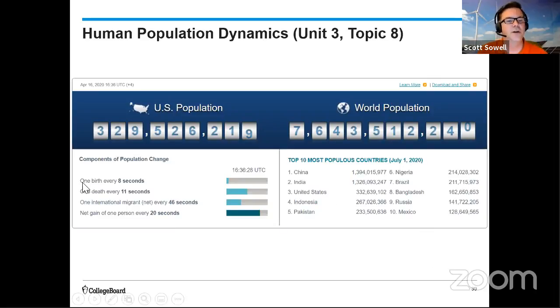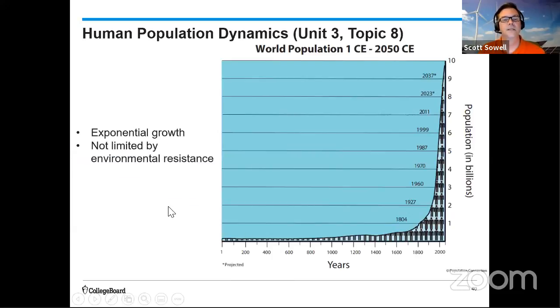It is interesting to note here, on average, there's 1 birth every 8 seconds on the planet and 1 death every 11 seconds. This is clearly an average. This is not something that is country specific. This is an average everywhere. So just have a general idea of what the population of the planet and of the United States is.